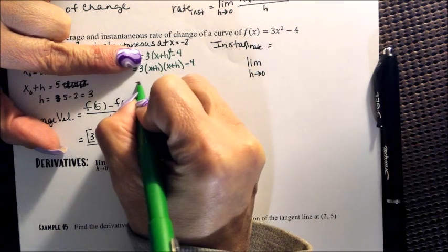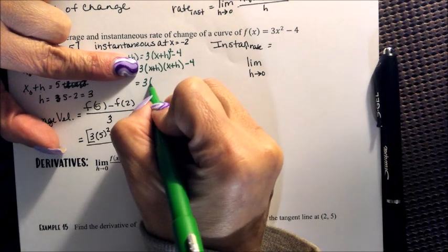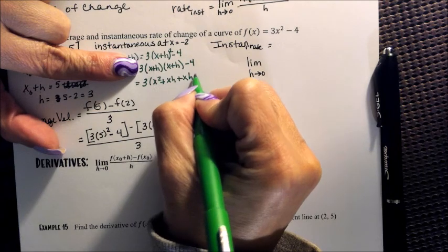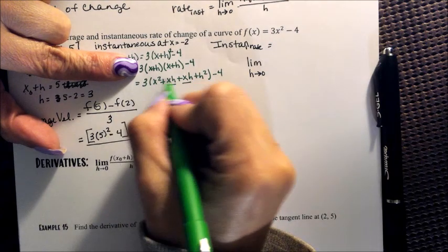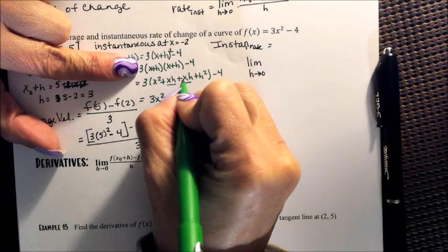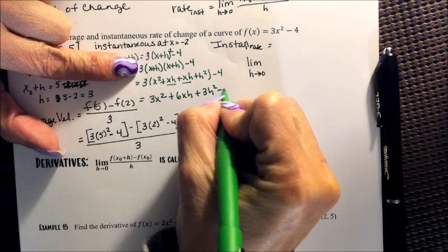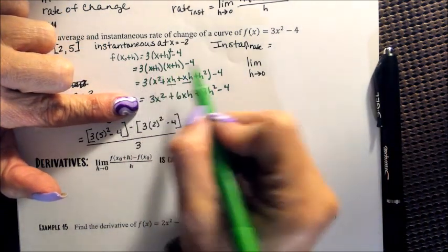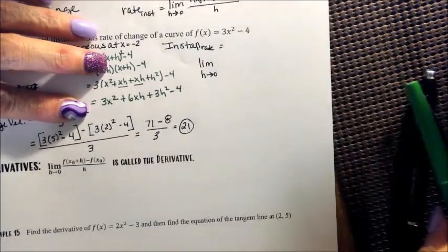Minus 4. Now, I'm going to multiply this out, and I'm going to do it in my head kind of quick. That'll be x squared plus xh plus xh plus h squared, minus 4. I'm going to combine these terms and multiply by 3 all at once. 3x squared, that'll be 2 times 3 is 6xh plus 3h squared minus 4. Okay, that is f of x plus h. So this right here, I'm going to write up here.